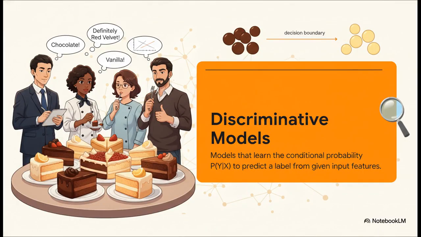Now, on the other hand, you have discriminative models. These guys are the food critics. They don't need the recipe at all. They just need to taste a piece of cake and tell you, yep, that's chocolate, or nope, that's vanilla. They are total specialists in classification and prediction. Their only focus is drawing a really clear line between different categories.